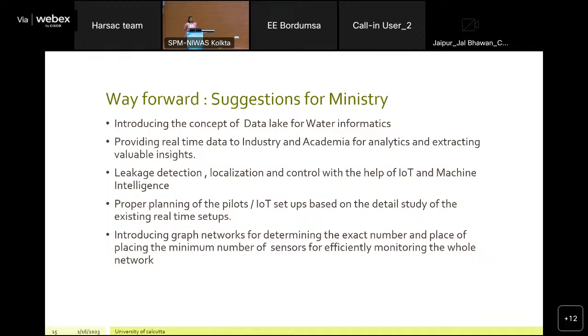Leakage detection, localization, and control can be done with the help of IoT and machine intelligence, which we have already published, and I will show you a short presentation on it. Proper planning of the IoT setups and a detailed study of the real-time setups can be done. And the introduction of graph theory will help us to locate the exact place of the sensors, where the cost can be reduced.